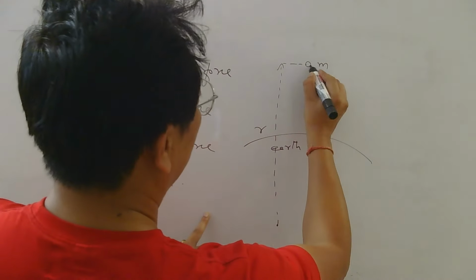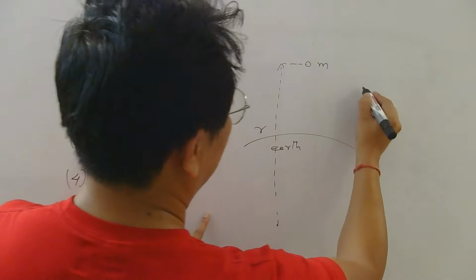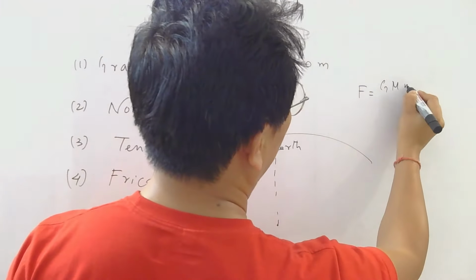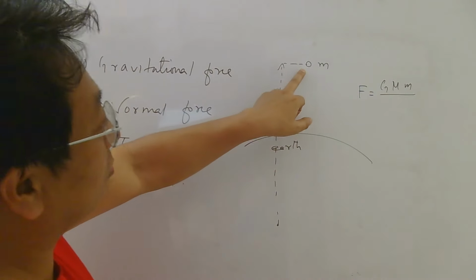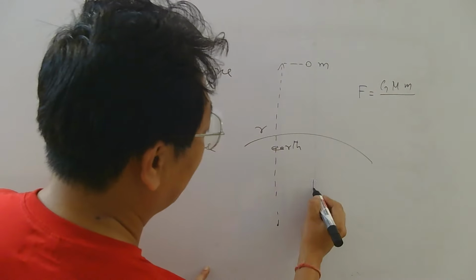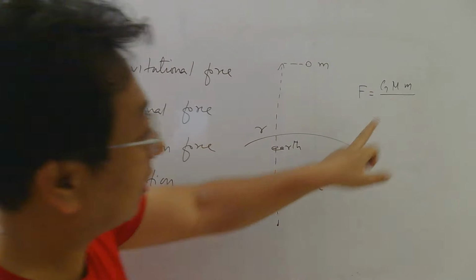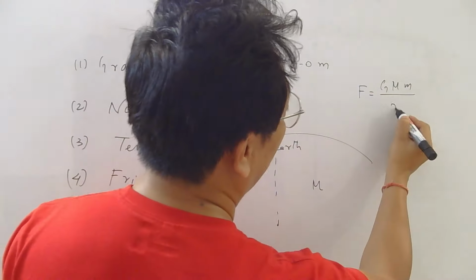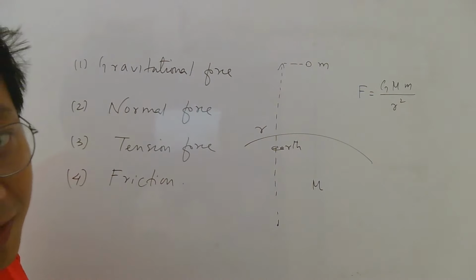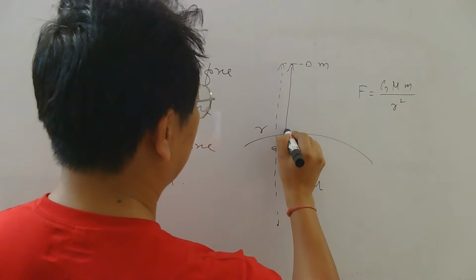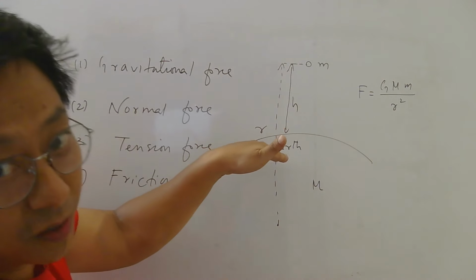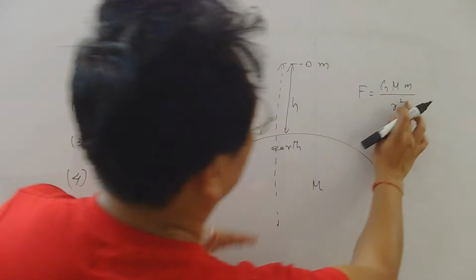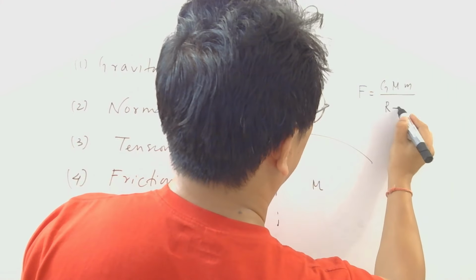Then the force on this body by earth is given by Newton's law of gravitation, which is G m1 m2. m1 m2 means mass of one body, which is small m, and mass of other body I am writing as capital M, divided by distance between the body and the center of the earth, which is r square. So this is Newton's law of gravitation. Now if this height is h and the radius of earth is capital R, then this small r will be what? Radius of the earth plus h. So small r will be radius of the earth plus h.